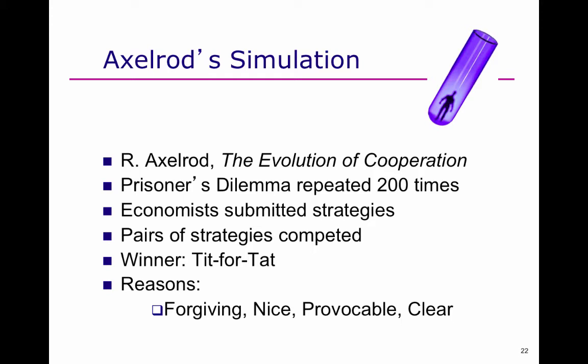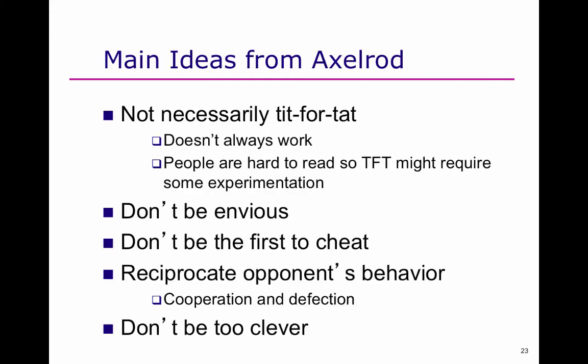Axelrod summarized that tit for tat won because it was forgiving and nice, that it was provocable, and it was clear. He does nuance his finding by saying that tit for tat didn't always work. It's kind of hard for people to discover the meaning of tit for tat, to learn from it. So it requires a little bit of experimentation.